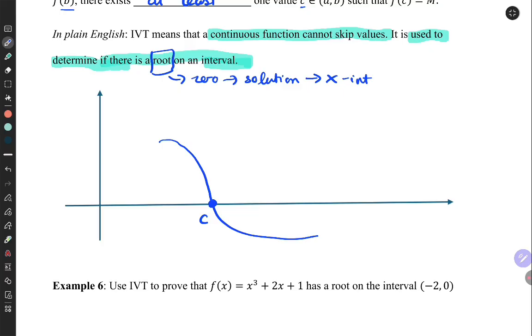I know that I'm going to have a solution. Using IVT, I pick a point in the beginning, a, and I pick another point at the end, b. What do you see from this a and b? You don't know the value, but at least what can you tell from f of a and f of b?